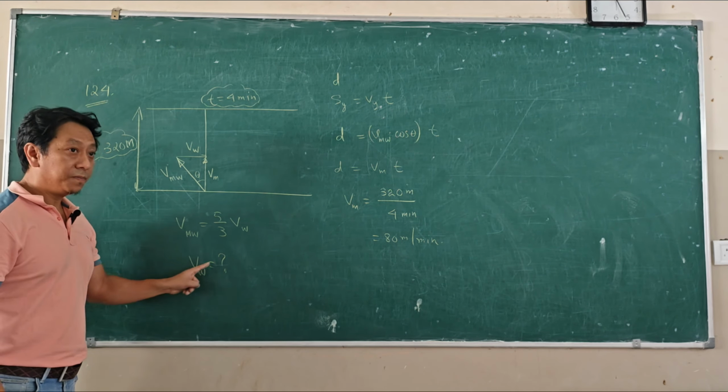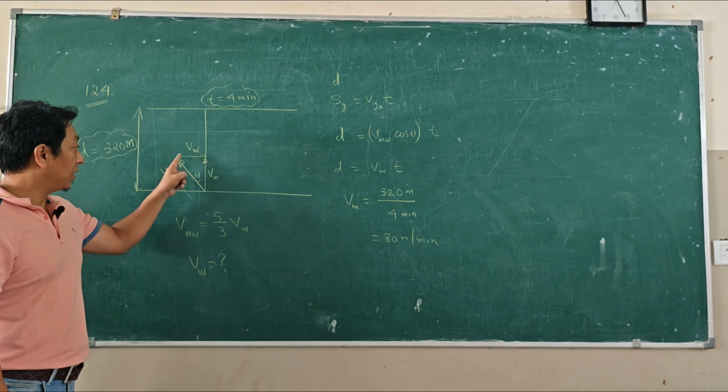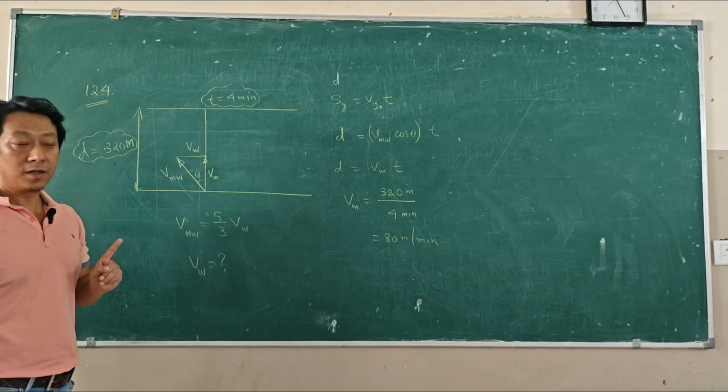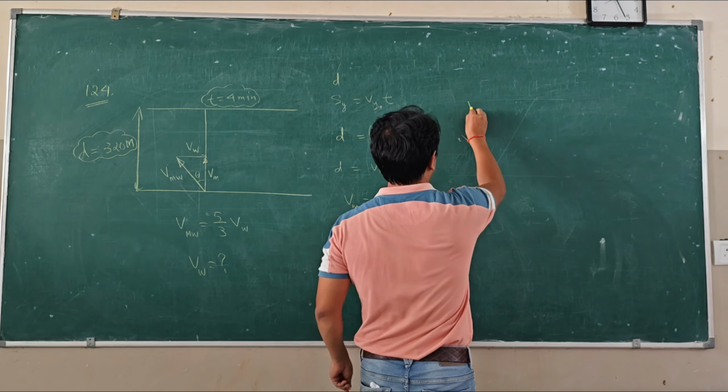Now this is given. They want Vw. Now from this right angle triangle, we can use Pythagoras theorem. So what will be Vmw square?